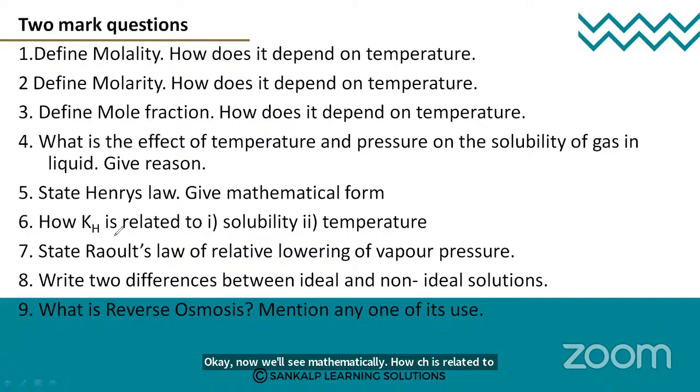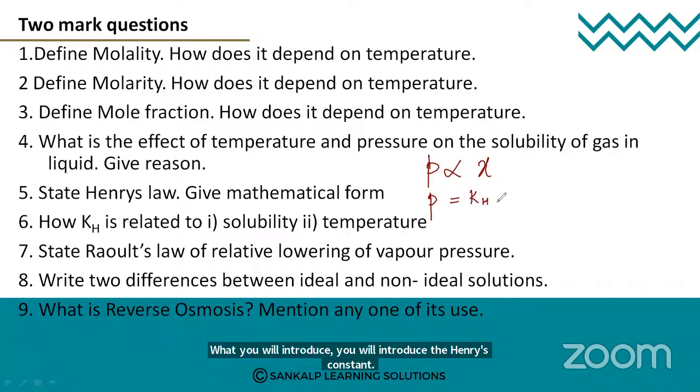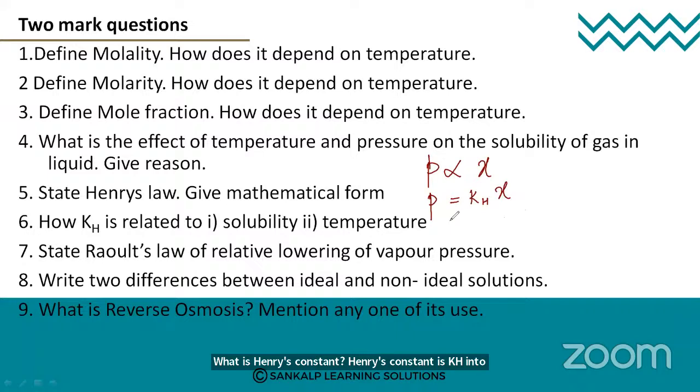According to Henry's law, you know that partial pressure is directly proportional to its mole fraction, right? So when you remove this proportionality sign, what will you introduce? You will introduce Henry's constant. Henry's constant is KH into chi. So KH is equal to the partial pressure divided by chi.